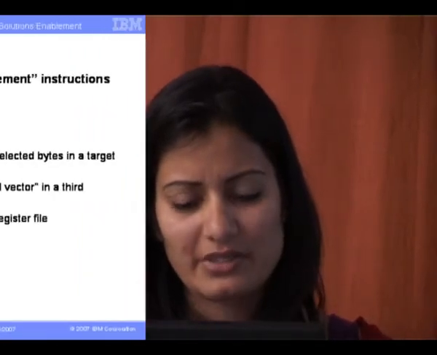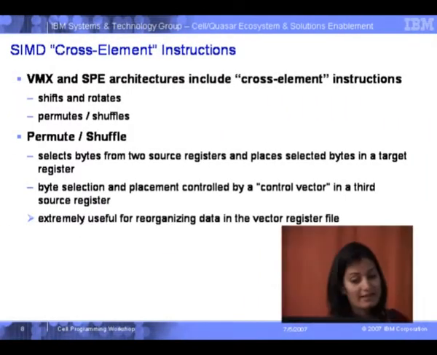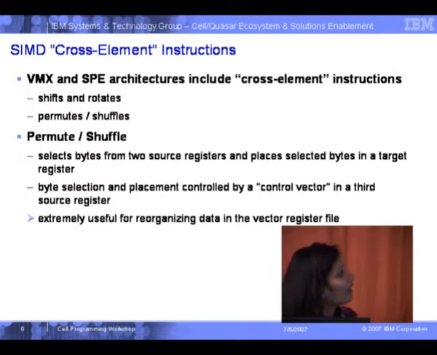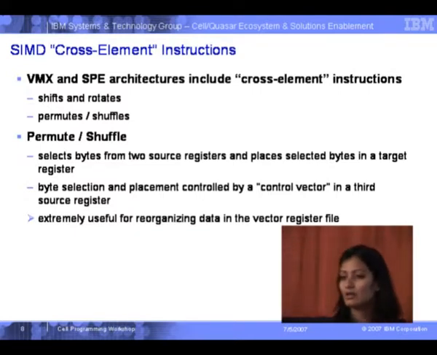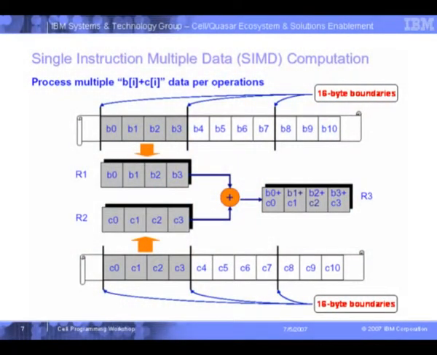So, SIMD cross-element instructions. We have support for shifts and rotates, permute and shuffle. It's a similar concept to what you call permute in traditional vector processing. Let's pick up this register. Whenever we load 16 bytes, if we want to just load B1, we cannot do that. It will always load 16 bytes at a time, whether we want it or not. So we have to really find out where data is located.